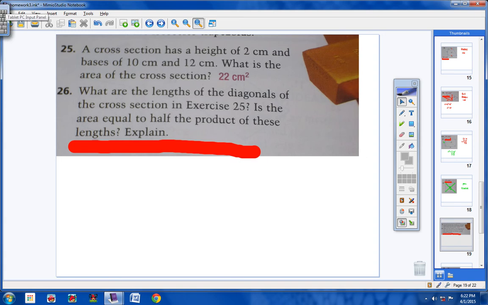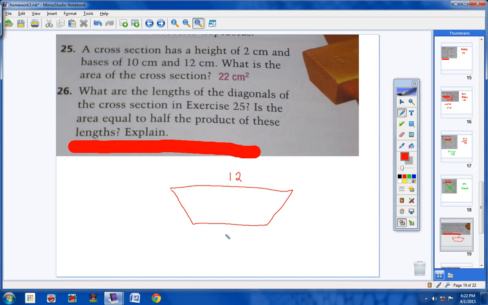A cross section has a height of 2 and bases of 10 and 12. What is the area of the cross section? Okay, now I left this up here so you can see what the cross section looked like. There's a cross section, okay? It's a trapezoid is what it is, guys. In fact, if you look at the instructions, they say that gold bullion is made into blocks with cross sections that are isosceles trapezoids. So I know that I have an isosceles trapezoid, okay? There it is. And I know my two bases are 10 and 12.